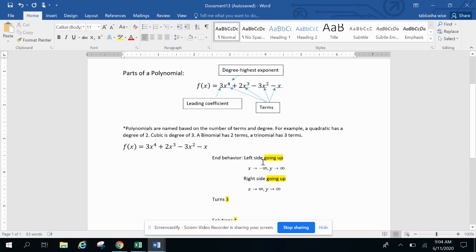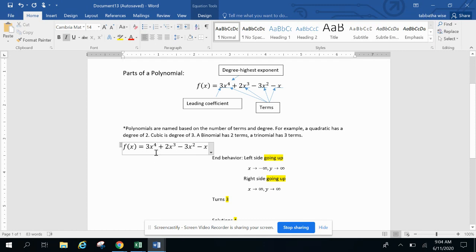So I said before, as long as you know whether it's going up or going down, then that's fine. So how can we do that based on the equation? We only need to look at two things. We need to look at the degree and we need to look at the leading coefficient. So the rest of the stuff we don't need to know right now. So how does this help us? Let's start with the degree.